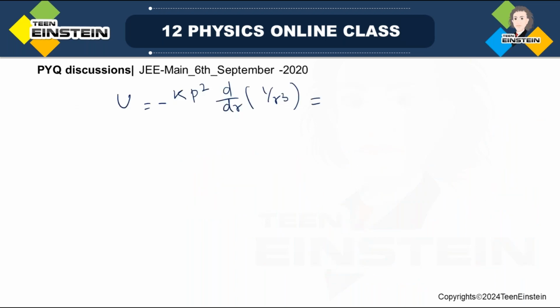So here, if I take this derivative, what do we get? We get 2, minus and minus, I'm just making it positive, Kp square, and this will be R cube finally. Here R is a. So what is the potential energy? That is 2p square by 4 pi epsilon naught a cube in this case.